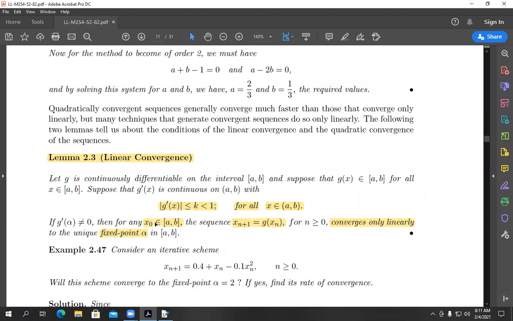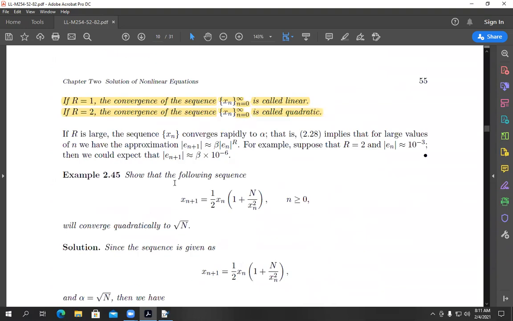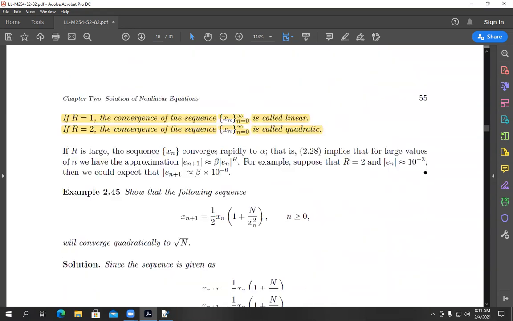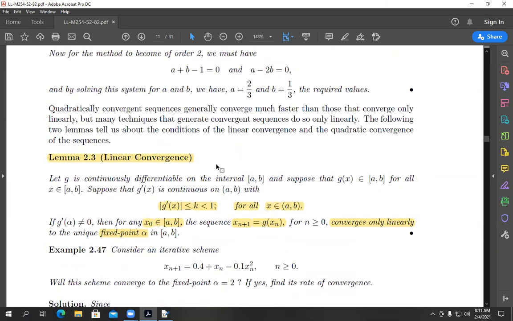So this is very simple. If we use the original definition, as I told you, you have to convert into the quotient form, and then the power of the denominator will give you the value of r, which is difficult. This is a very simple way to get to r. And what is that? If g dash alpha is not equal to 0, then your method converges only linearly. Linearly means r equal to 1. So linear convergence means r equal to 1 here.